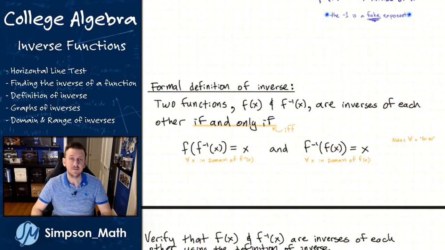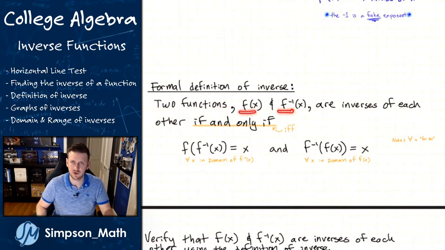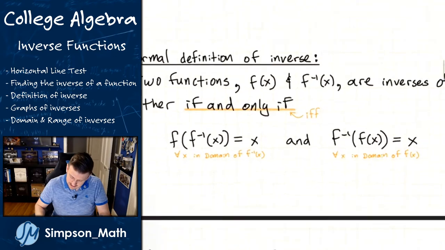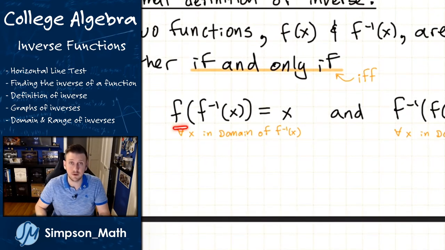So let's talk about the formal definition of inverse. You're going to be using this throughout the rest of today, and really throughout the course and your math career. So if I have two functions, I could have done this definition with f and g or whatever two, but I'm going to denote them with f and f inverse of x. Two functions, f and f inverse of x, are inverses of each other if and only if, I'll come back to that, these two things are true. We have an inverse when both of these statements are true.